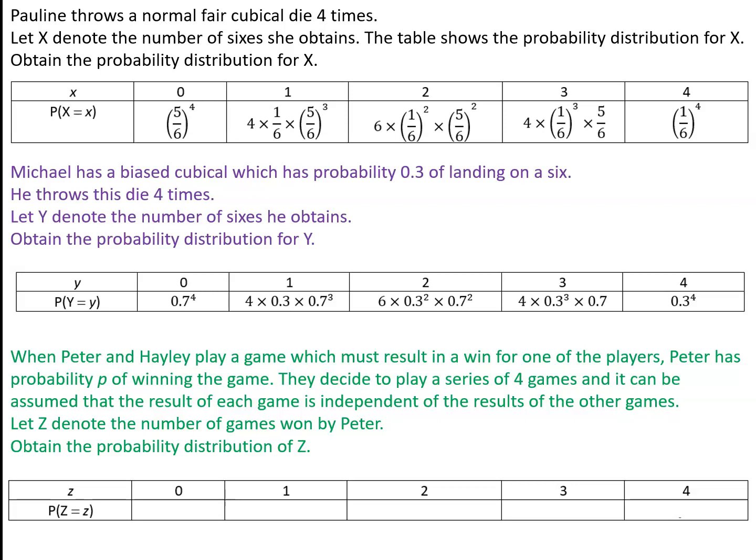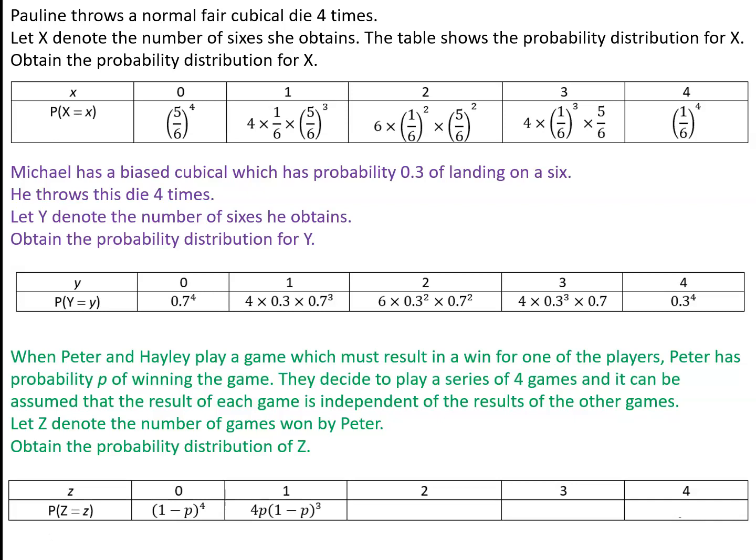So the probability of Z equals 0 is the probability that Peter loses all the games. So that's going to be 1 minus P times 1 minus P times 1 minus P times 1 minus P, or 1 minus P to the 4. Probability that Peter wins just one game is going to be the 4 times the probability of a success, P, times by the probability of a failure, cubed. So that's going to be 4 times P times 1 minus P cubed.